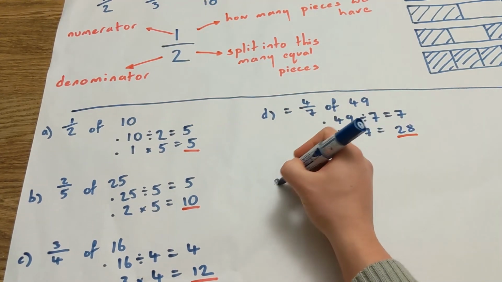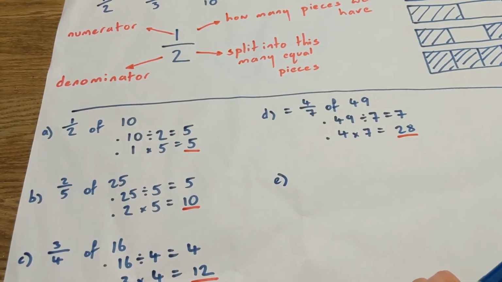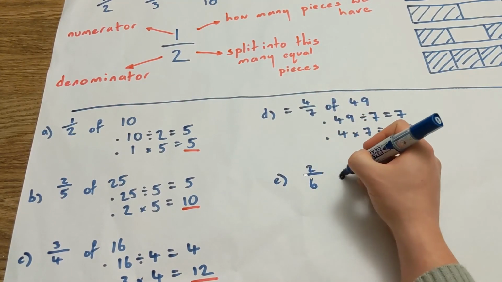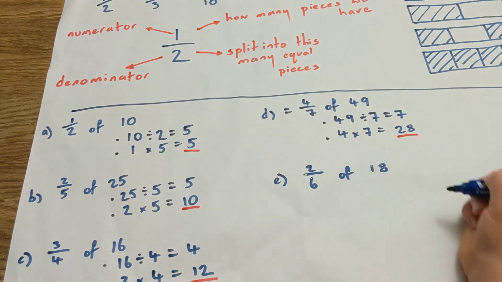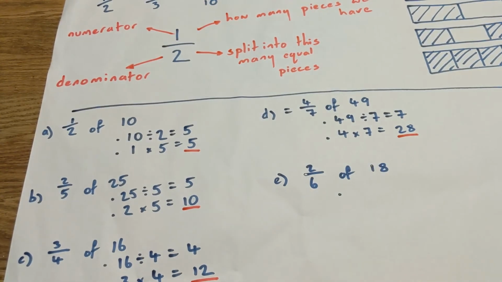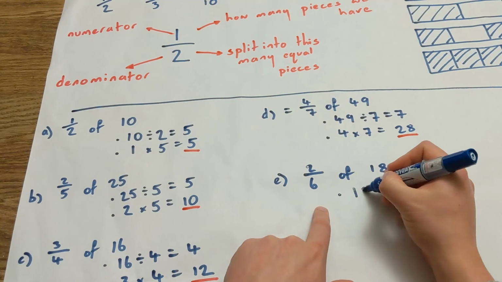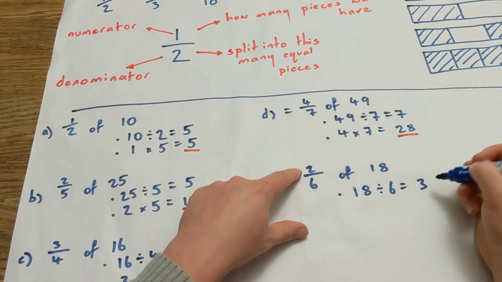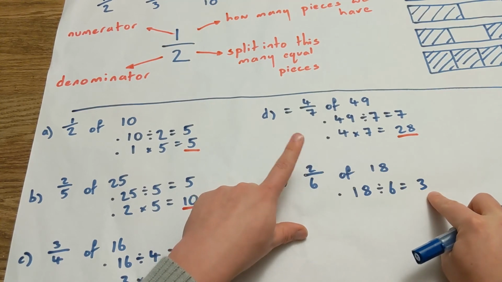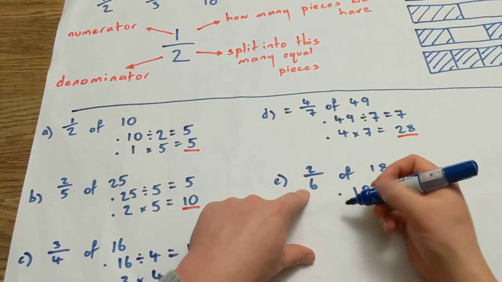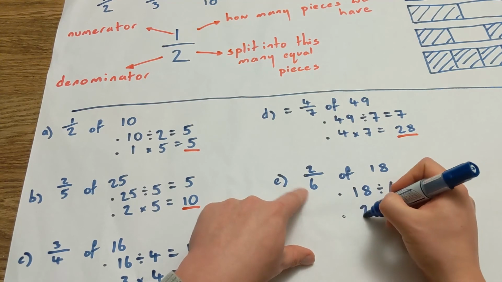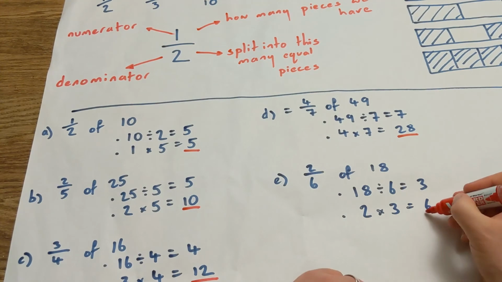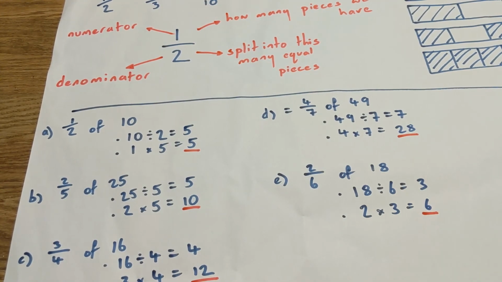Last one. What can we go for this time? Let's do 2/6 of 18. This time I'm just going to do the rule I said. Divide by the bottom, so 18 divided by 6 equals 3, and then times whatever you get by the top. So that's going to be 2 times 3 equals 6. So 2/6 of 18 equals 6.